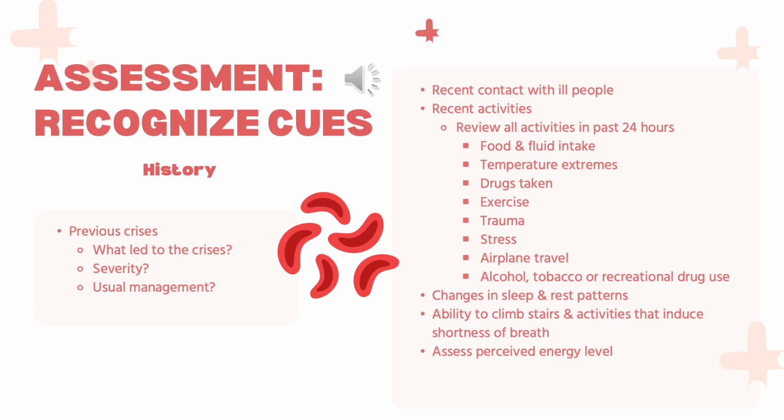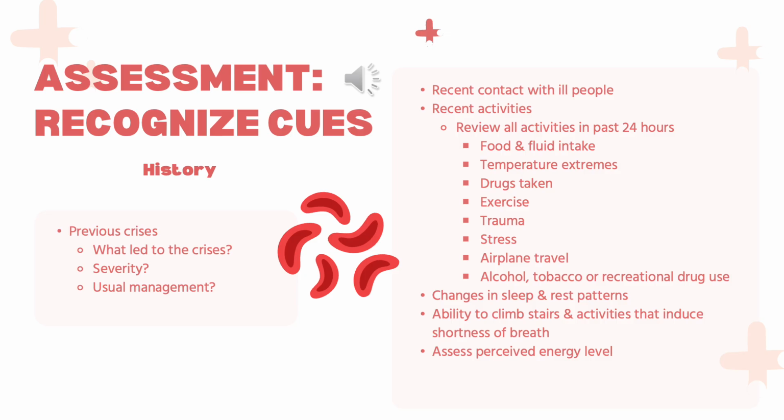Next, we're going to assess any recent contact with ill individuals because infection is a common trigger for sickle cell crises. We're also going to explore the patient's activities over the past 24 hours. So this includes reviewing their food and fluid intake, any exposure to temperature extremes, the medications that they've taken, exercise, recent trauma, stress, or even any recent travel, such as airplane flights. Also, we want to consider alcohol, tobacco, or recreational drug use because all of these can exacerbate symptoms as well.